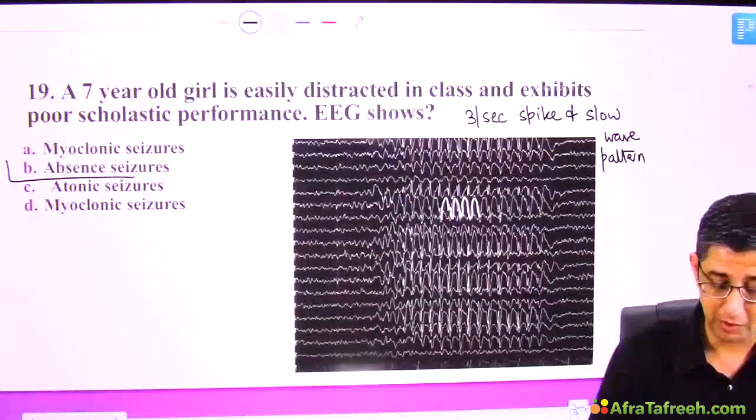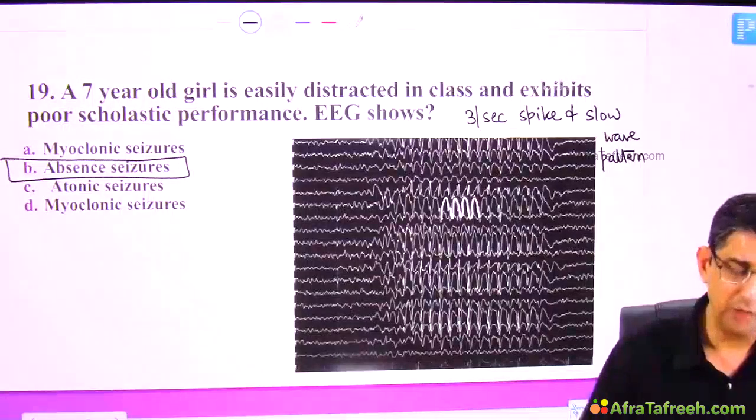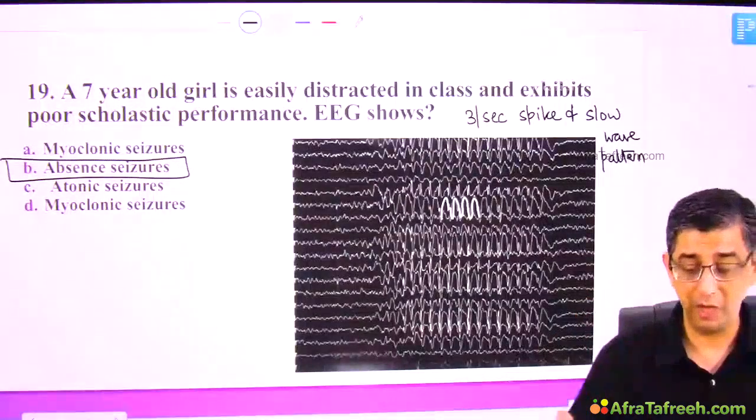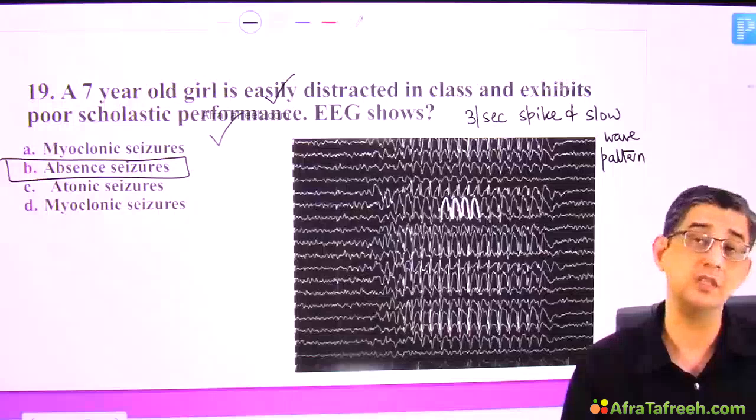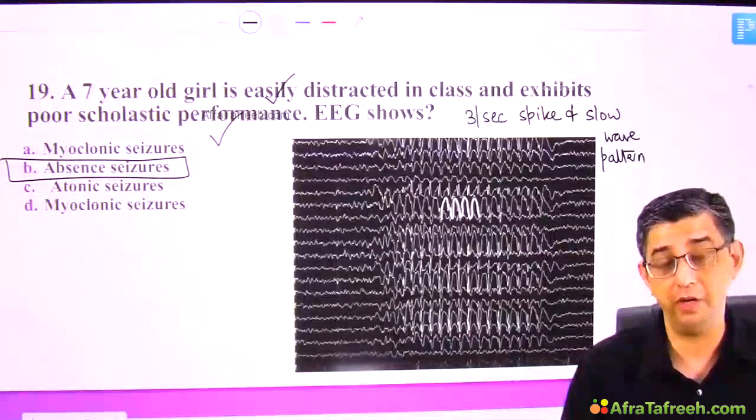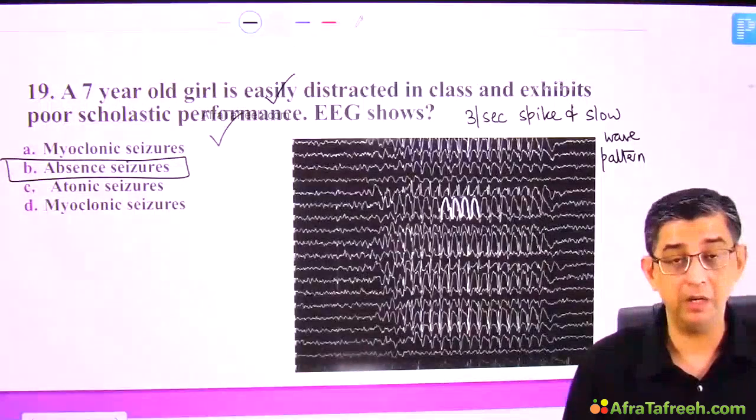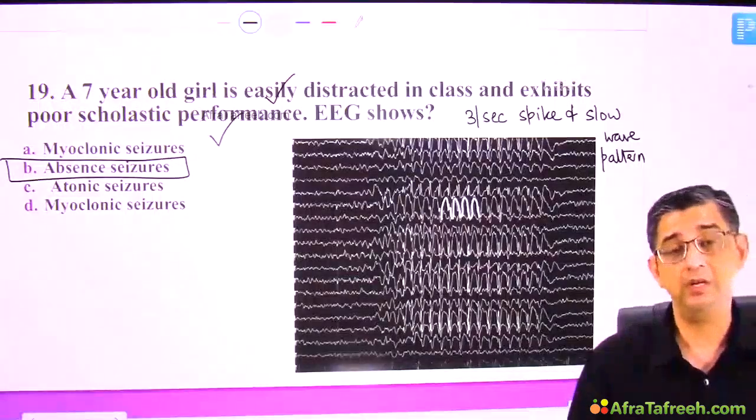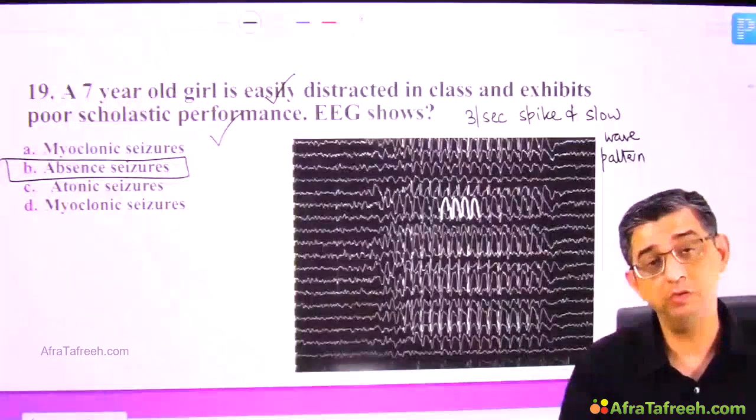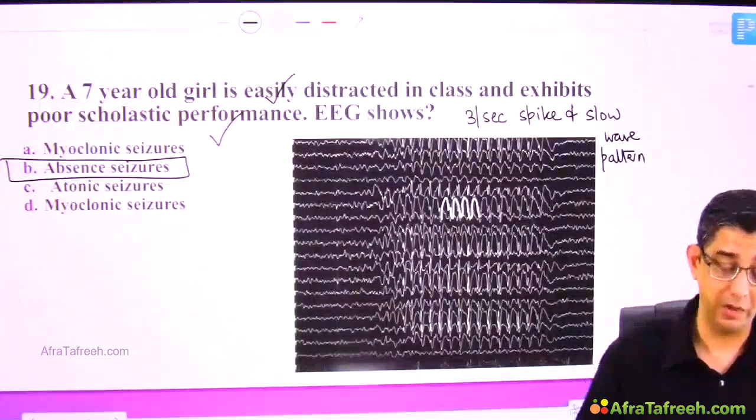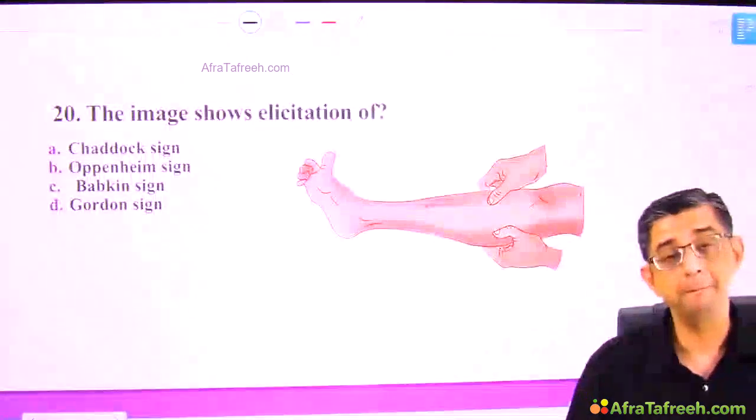The answer to this question is option number beta, and you don't even need the EEG to solve this question. The language is so characteristic. Poor scholastic performance, easy distraction. The patient is just sitting staring at the face of the teacher intermittently, like the teacher is talking to the child and suddenly the child will have a vacant stare. Absence seizure can be managed with both valproate and ethosuximide. The correct answer to this question is option number beta.